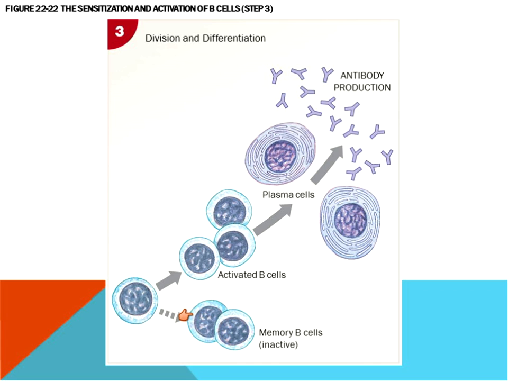And here's that differentiation process happening. We have our division and differentiation where we have our inactive memory cells. Then we have our activated B cells that become plasma cells, and it's these plasma cells that release or produce the antibodies. And remember, these antibodies aren't just made willy-nilly. They're made in response to the specific infection that a B cell was sensitive to and was stimulated by the helper T cell to make more copies of itself.